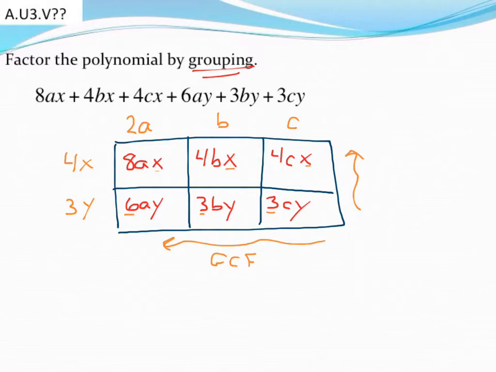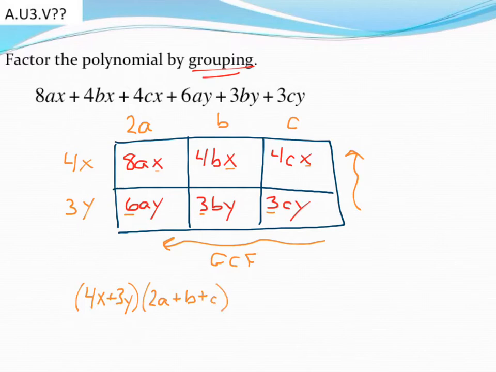If you are not getting this to work out for you, or if you're getting 1s as your greatest common factor, maybe try rearranging that original polynomial. Set the box up a little bit differently, maybe you'll find some common factor. So the way this one works then is one set of your parentheses will be 4x plus 3y, and the other set of parentheses would be 2a plus b plus c.